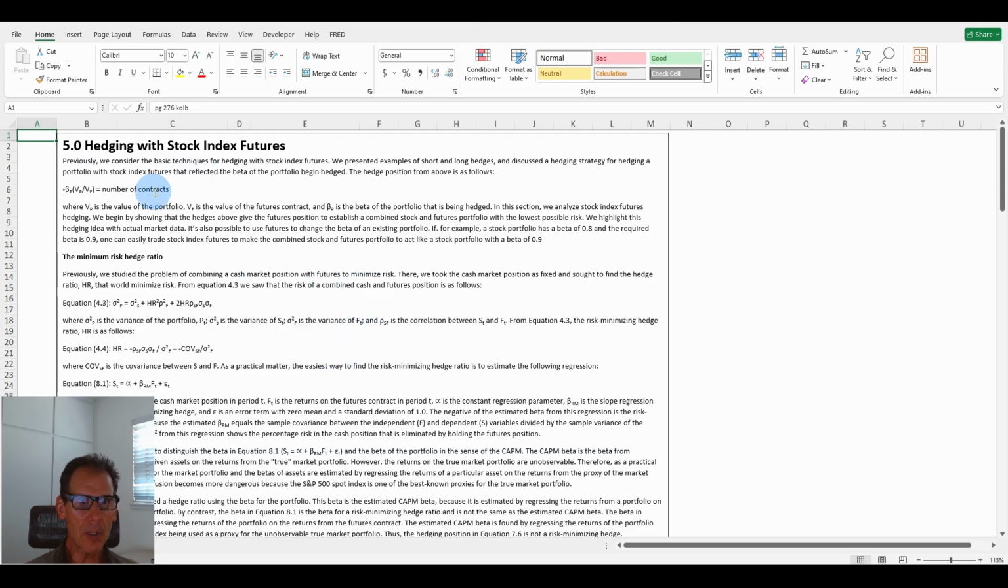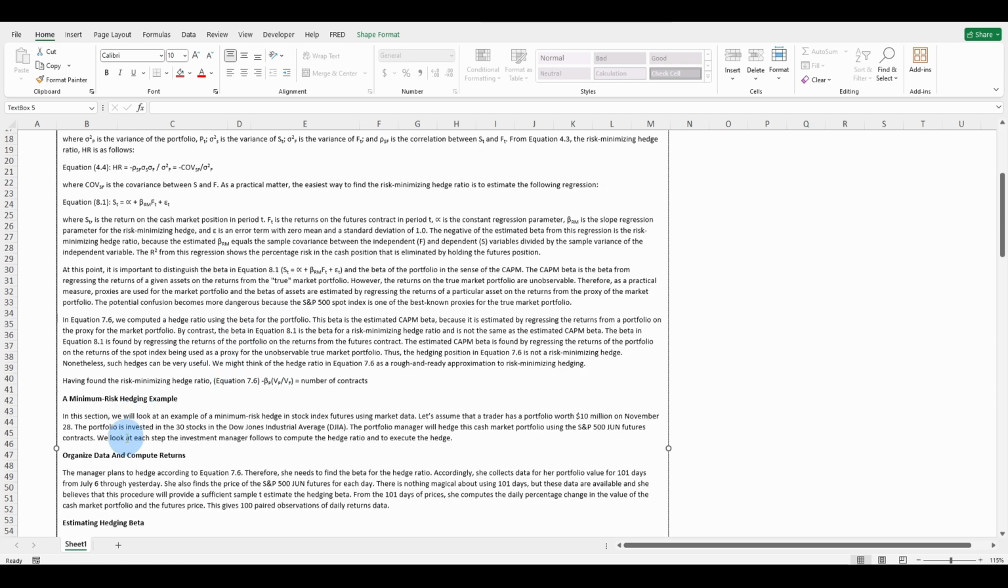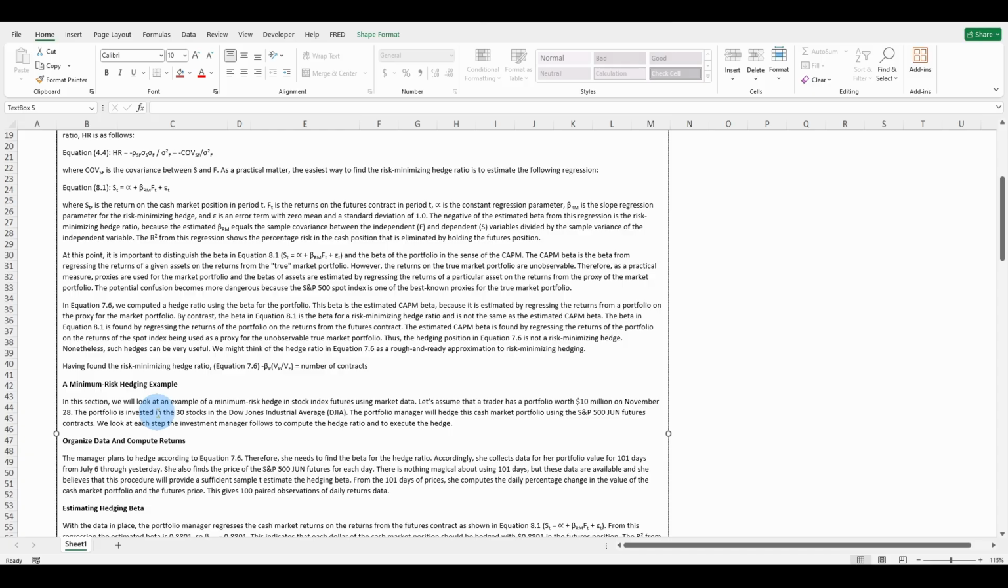That being said, previously we considered the basic technique for hedging with stock index futures. We presented examples of short and long hedges and discussed hedging strategy for hedging a portfolio with stock index futures that reflected the beta of the portfolio being hedged. The minimum hedge ratio, where we were looking at variance and covariance. Reread this. Minimum risk hedging example in this section. We will look at an example of minimum risk hedge in a stock index future using market data.